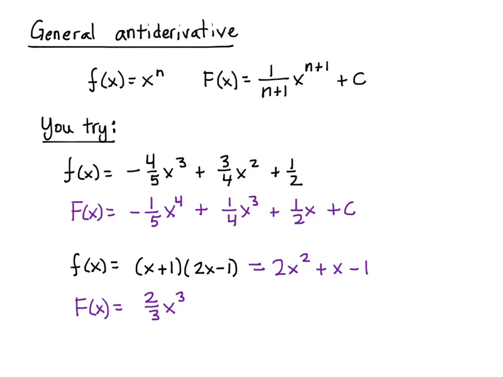So the first term is going to be 2/3 x to the third. So if you imagine differentiating that, you get 2x squared, right, which is what we're looking for. Second one is 1/2 x squared. And then the third one is negative x. And then, of course, we have our plus c then. Okay. Any questions?